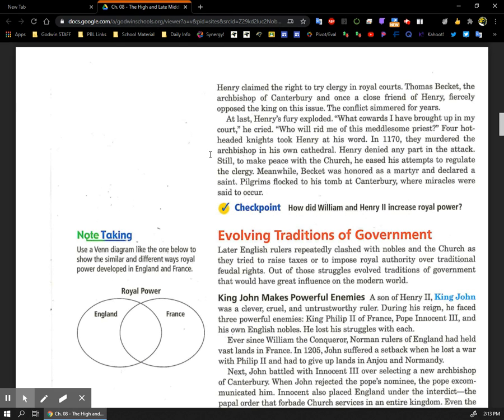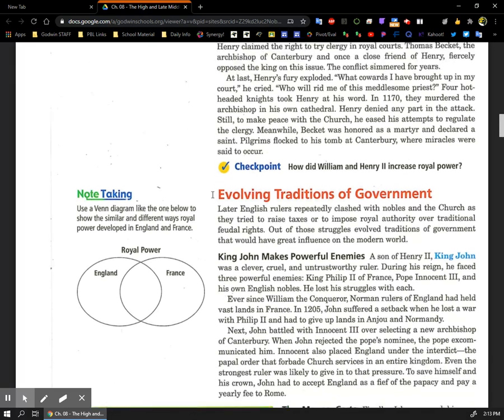Henry denied any part in the attack. Still, to make peace with the church, he eased his attempts to regulate the clergy. Meanwhile, Becket was honored as a martyr and declared a saint. Pilgrims flocked to his tomb at Canterbury, where miracles were said to have occurred.